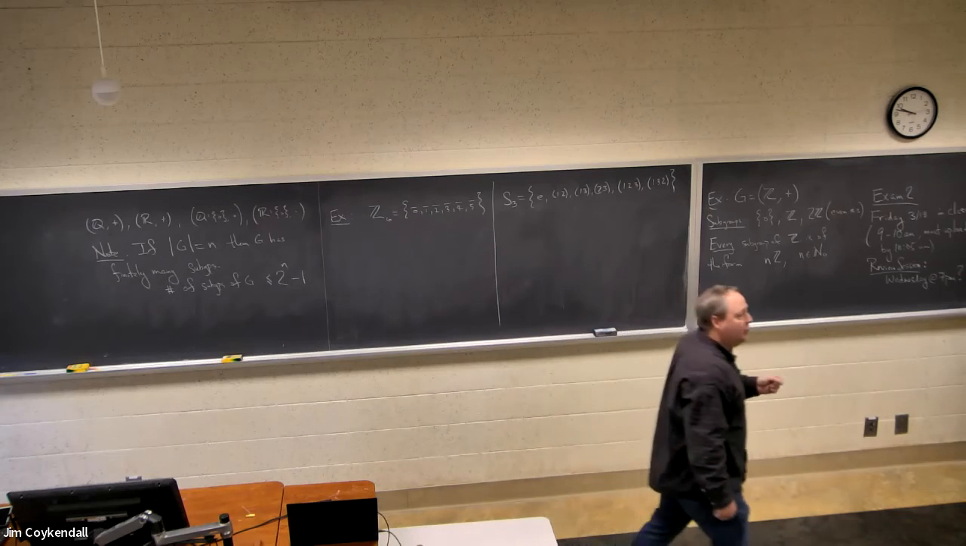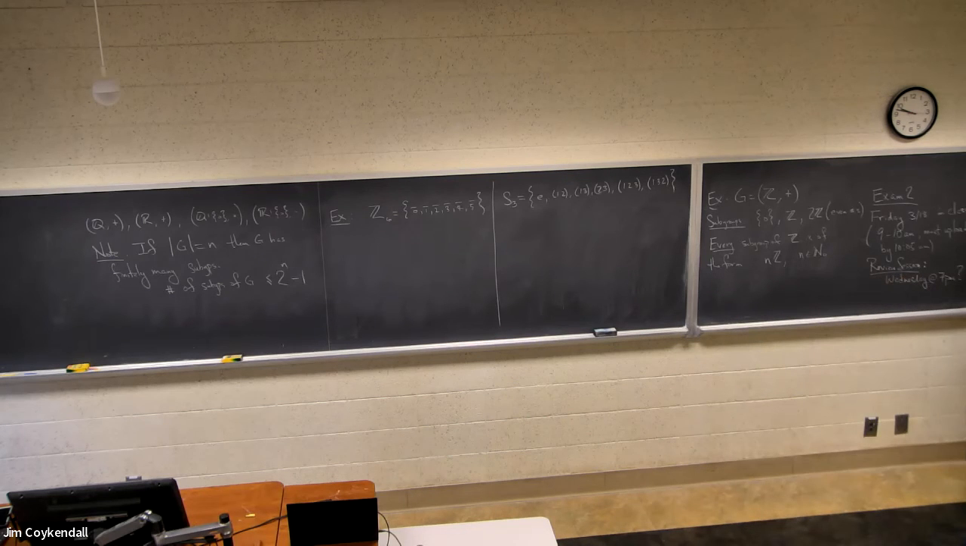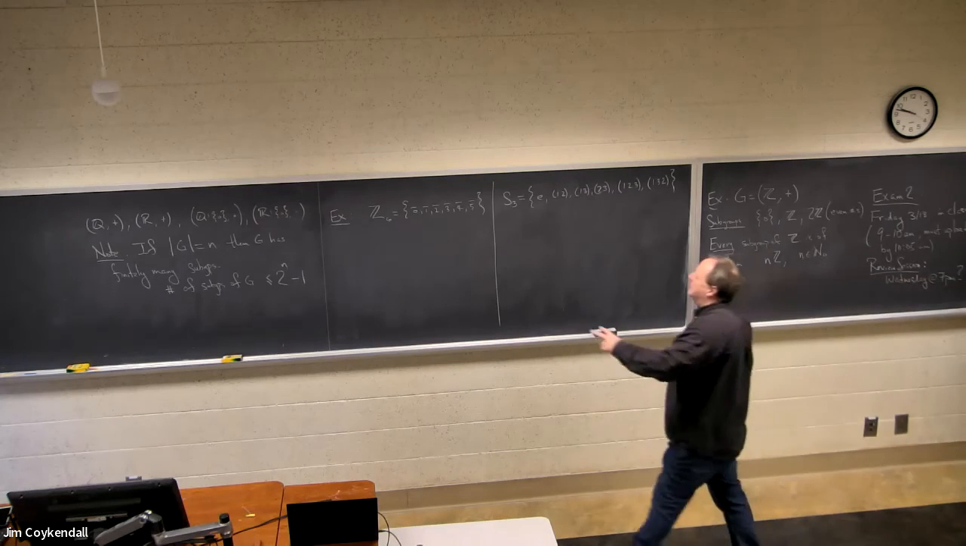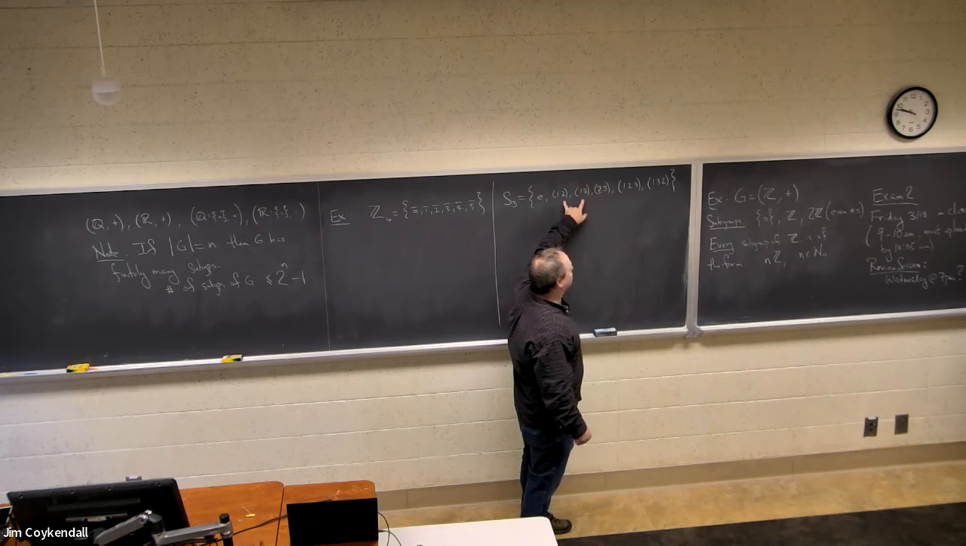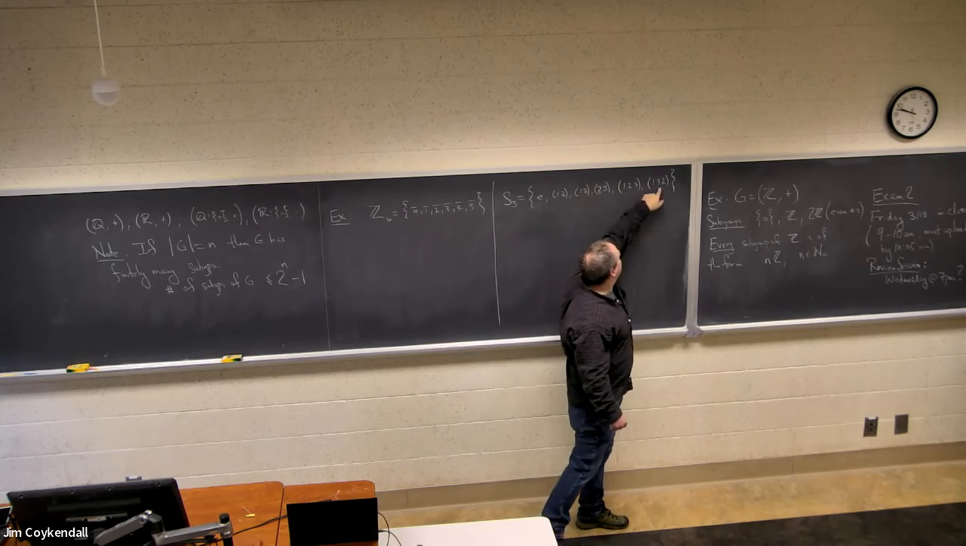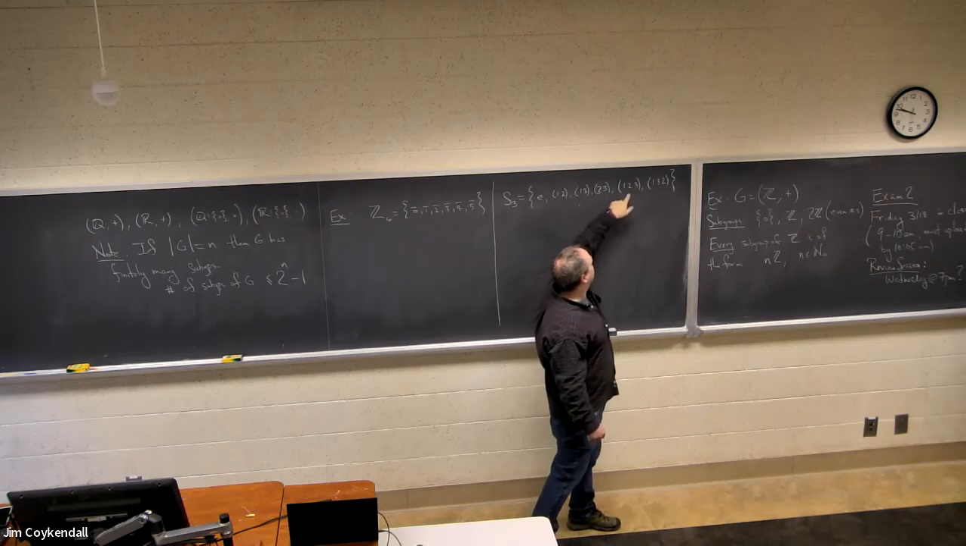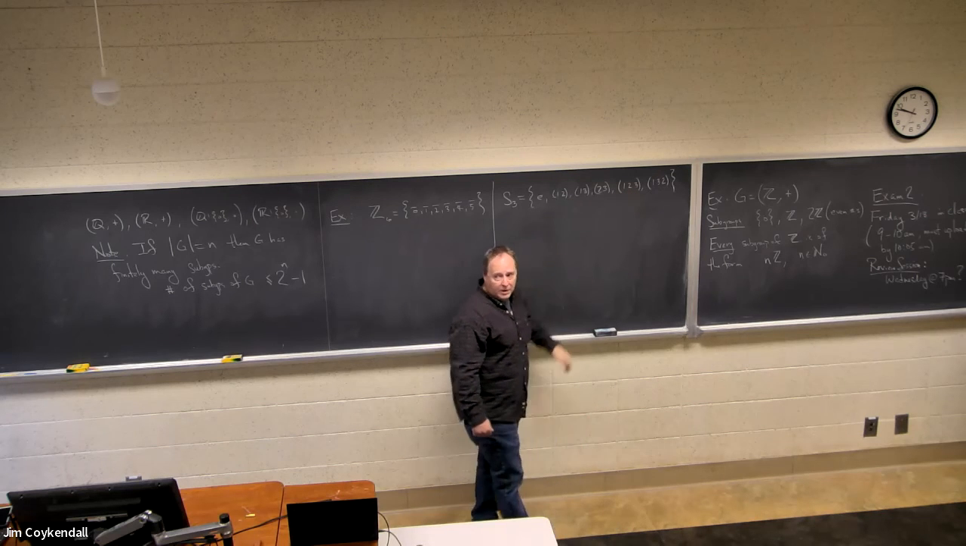Notice both of these groups have 6 things in them, but they are decidedly different, right? Because order doesn't matter here, but order does matter here, right? Because if you multiply (1 2)(1 3), you get this. If you go (1 3)(1 2), you get that. So order does matter.